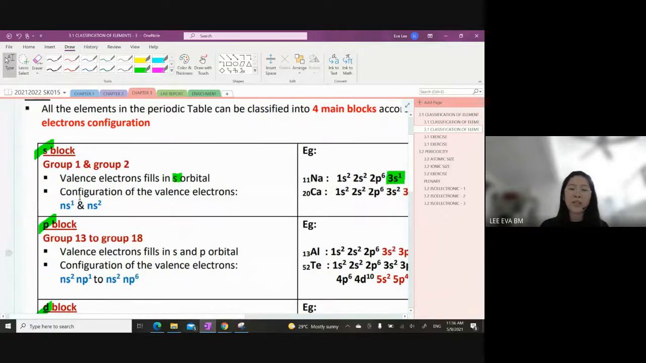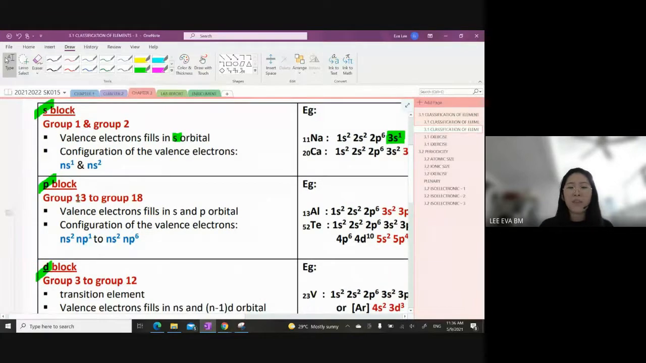That means this belongs to the S block. So we see where your last electron enters. Whenever you see the valence electronic configuration ns1 or ns2, where the n value can be anything from 1 until 7, then it belongs to the S block: group 1 and group 2. If it's from the P block, that means it is from group 13 until group 18. So the valence electrons fill in the S and P orbitals. Please pay attention now: for the P block you have 2 subshells, S and also P orbitals.